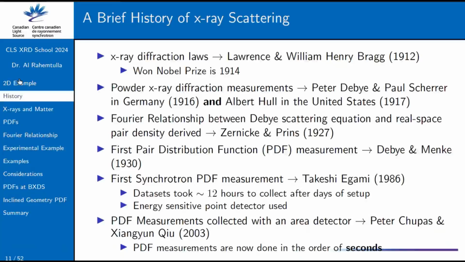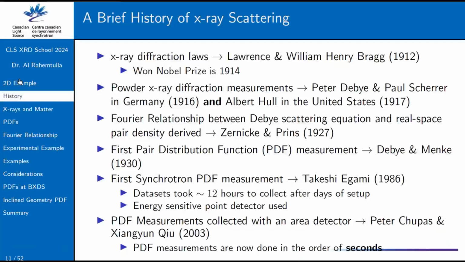Energy sensitive detectors were used, so there was a lot of lineup. And for reasons that we'll get into later, collections would take a very long time because you're using point detectors and you're going over high angles. So this was a very cool technique, but there wasn't quite a good use case for it other than people who were very interested in specific structures. The big thing that changed, which I don't have here, is around the mid-90s. There was a big push from the US to start studying nanomaterials. And nanomaterials, it turns out, is a very good contender for the PDF method.